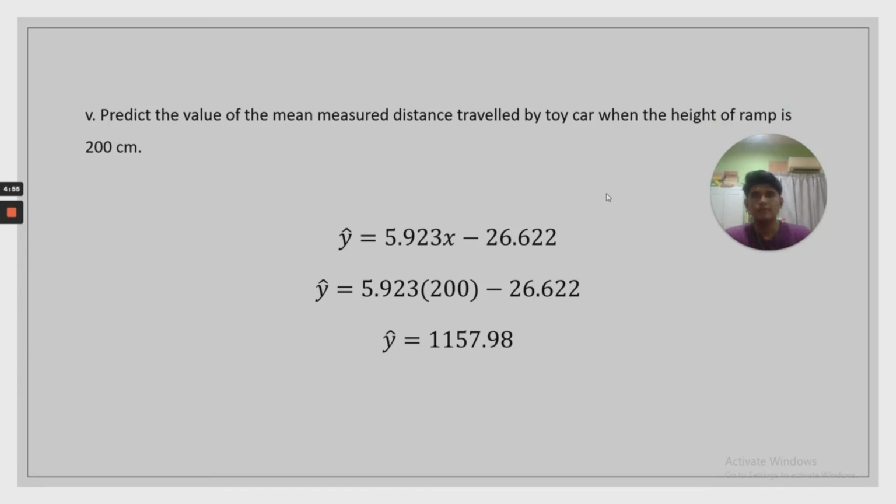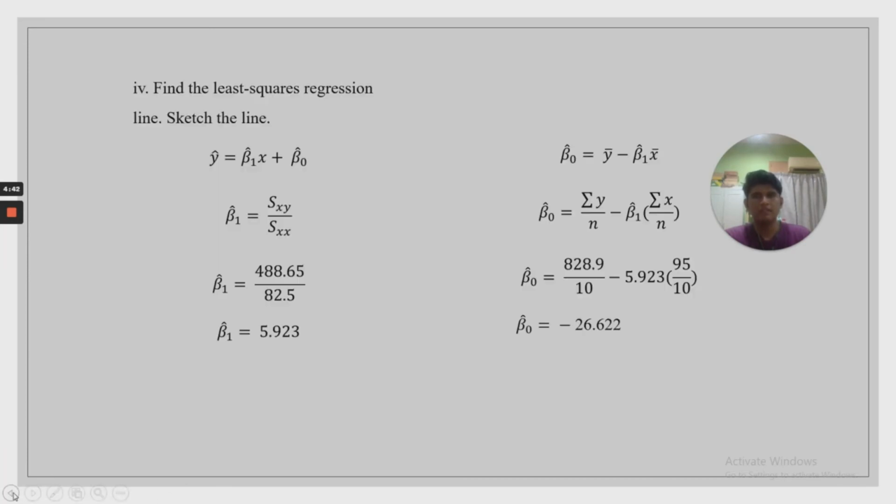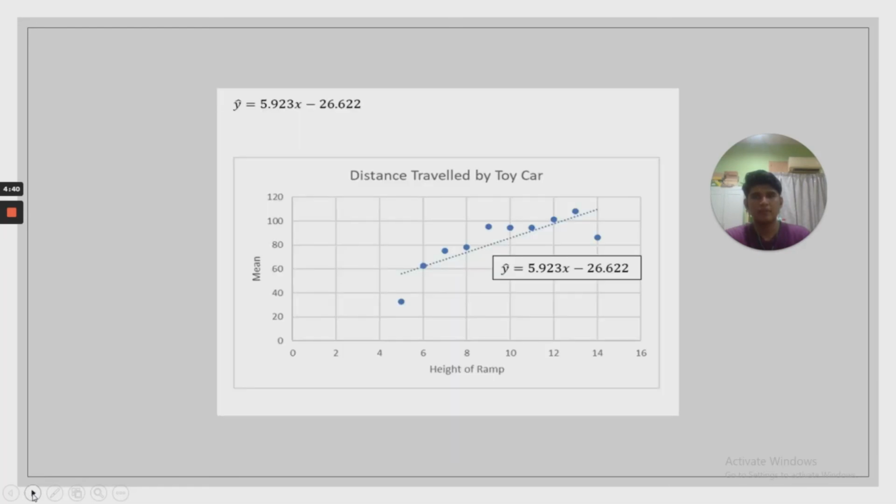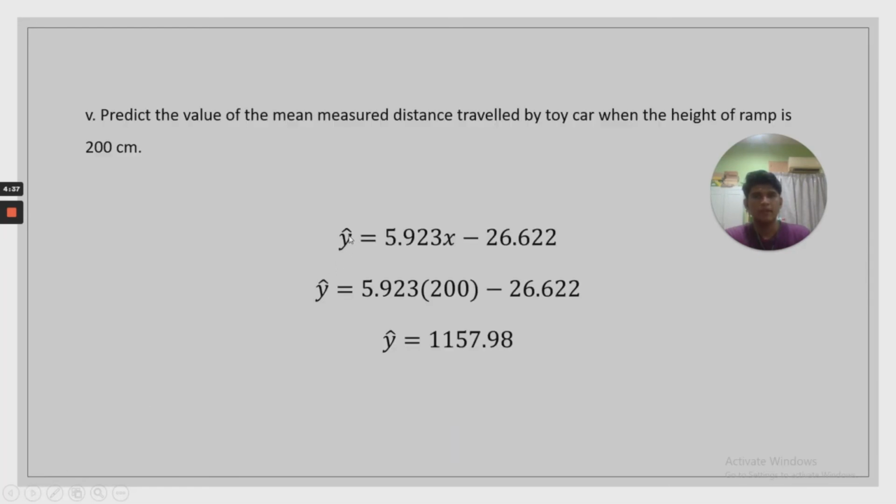Okay, the last one is question 5. Predict the value of the mean measured distance traveled by the toy car when the height of the ramp is 200 cm. So we just need to take the previous formula, the least square regression line formula, y hat equal to 5.923x minus 26.622. But in this formula, you need to put the height of the ramp, 200 cm, into your x value. So x is equal to 200 cm.